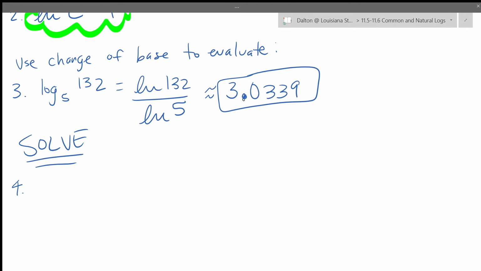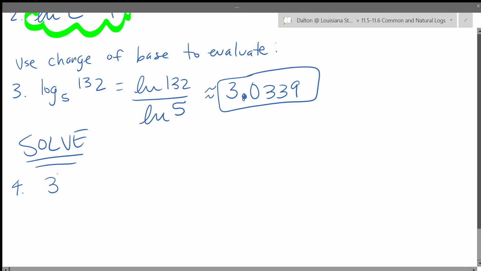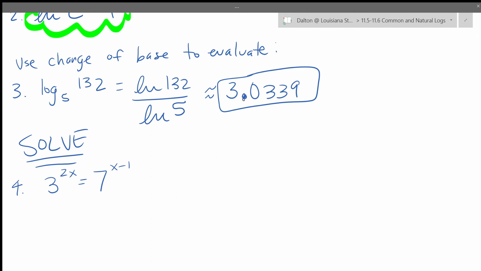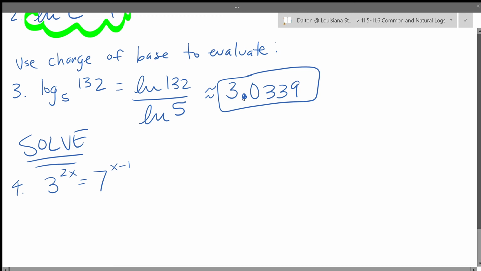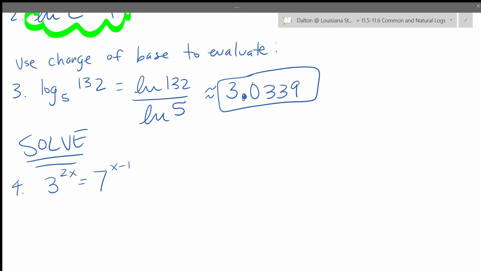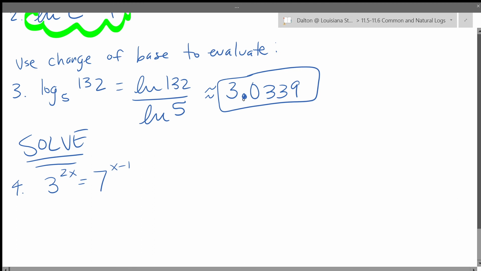All right, number 4. I want you to solve 3 to the 2x power is equal to 7 to the x minus 1 power. Now, you don't have to use natural logs. You can use common logs. Remember, when you solve and you have something that's an exponent, you just take the log of both sides and then proceed with regular algebraic rules. Well, here, we're going to do the same thing, except I just want to use the natural log just because.